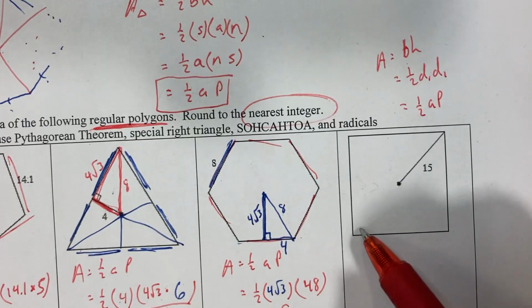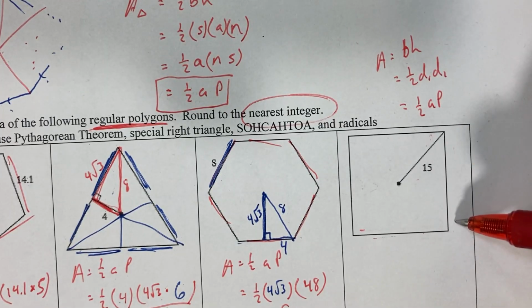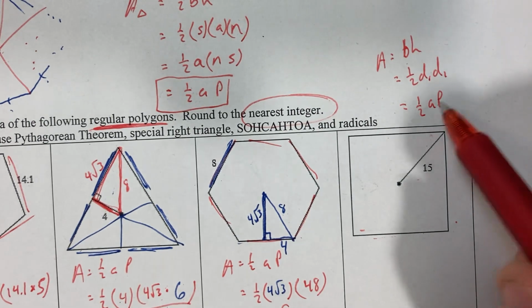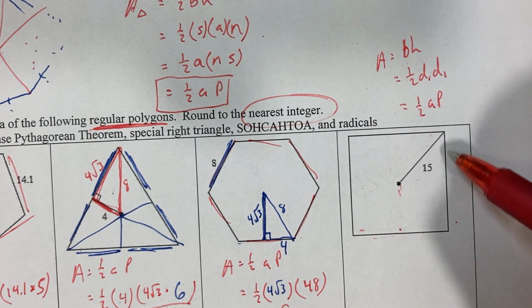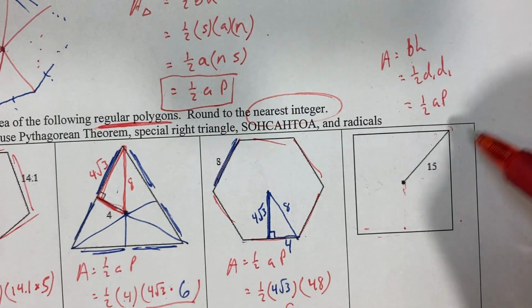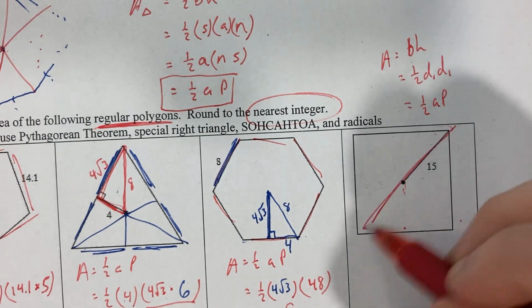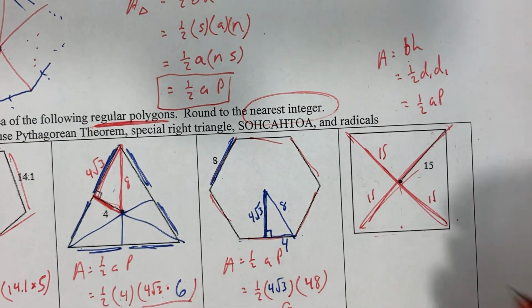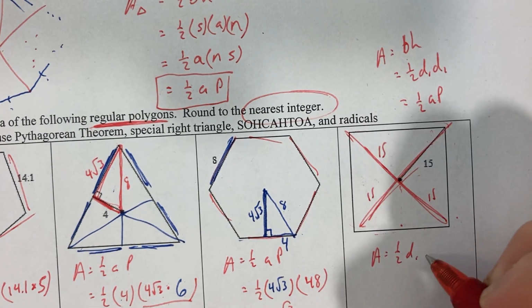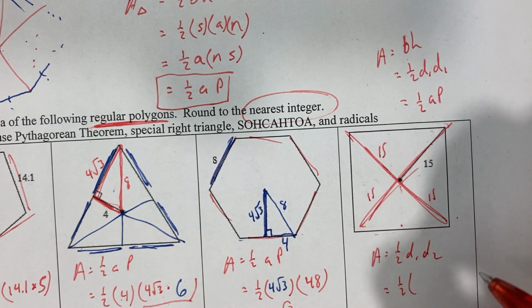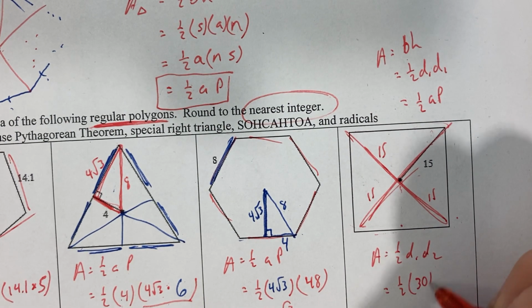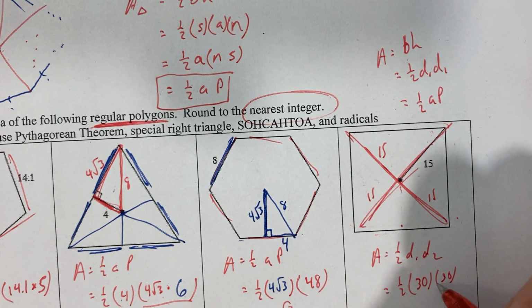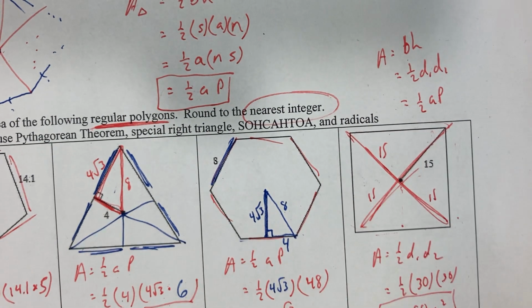Do I have a base and a height? No. Do I have an apothem and a perimeter? No. Do I have the diagonals? Yes, I do. These are all 15s. So you gotta think smart here. The diagonals will just be both 30. So that's 900, that's 450 units squared. Okay, think smart. Think smart, not hard.